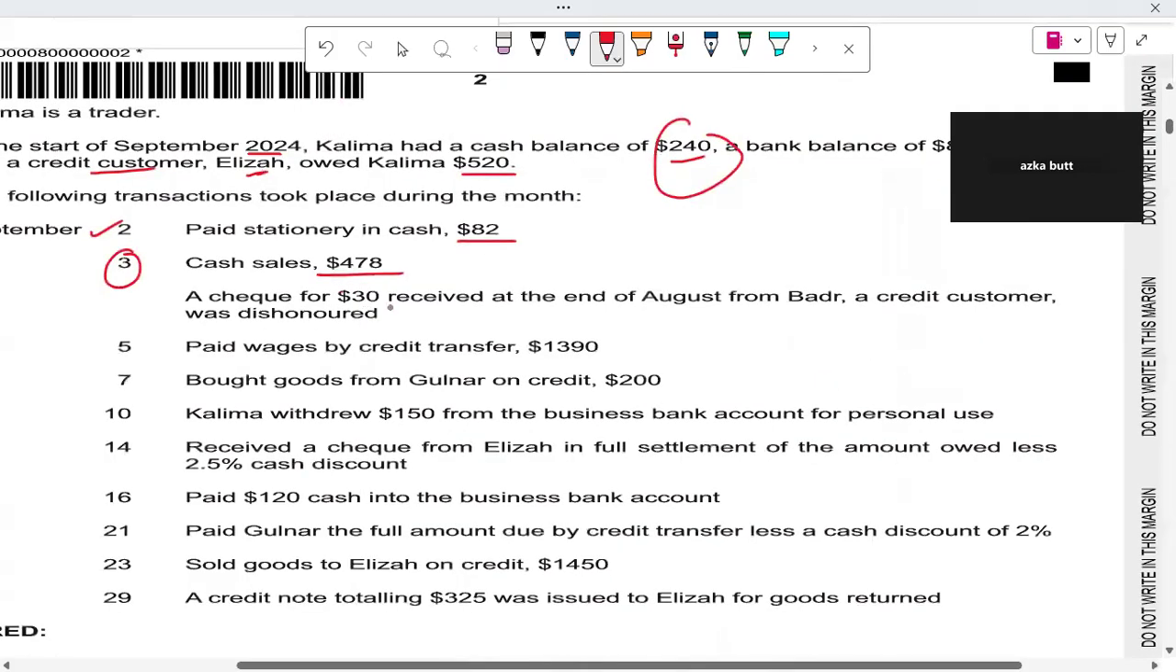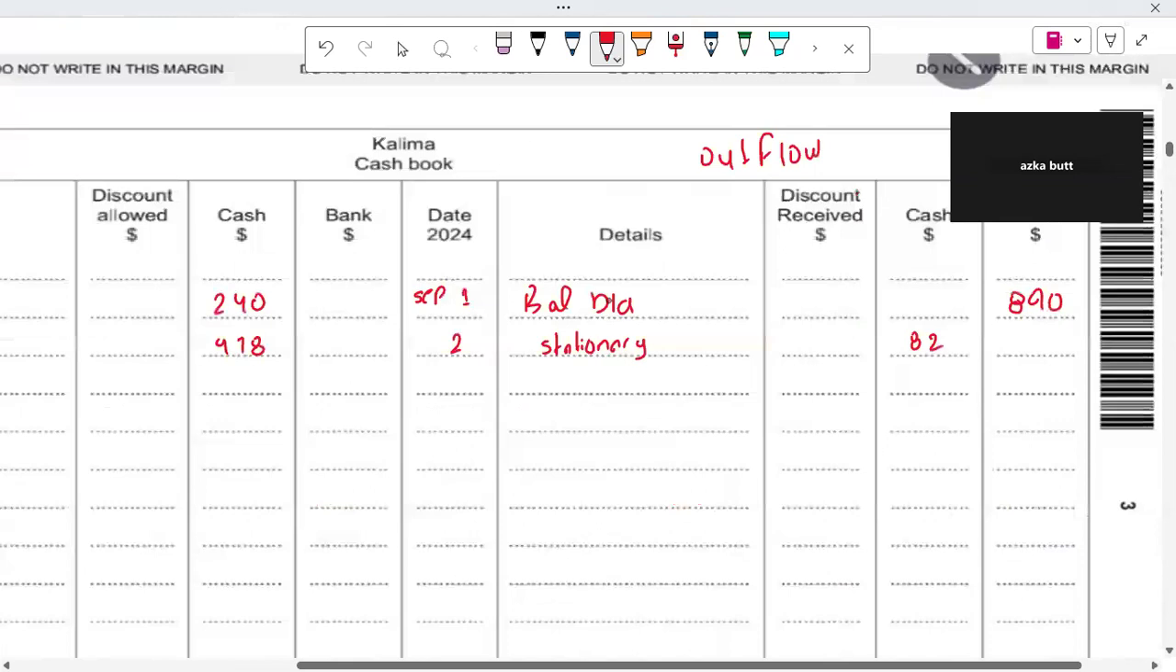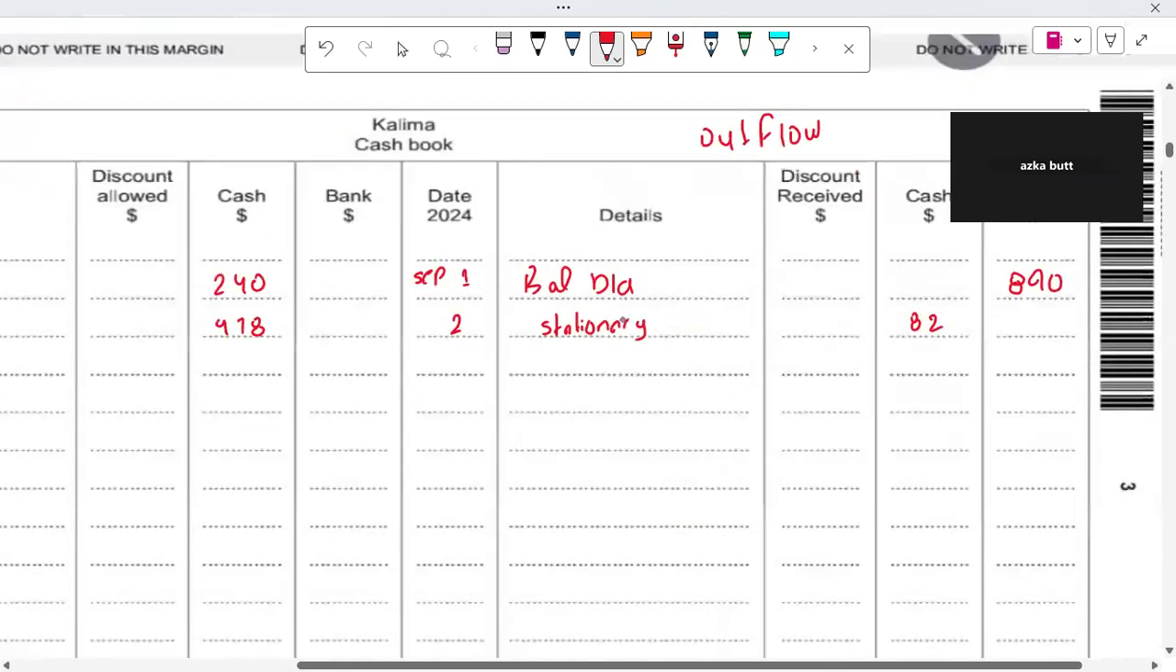A check for $30 received at the end of August from Badr, a credit customer, was dishonored. So we received the check from Badr, and when we received the check at the end of August, we made the debit entry for it. But now we came to know that it is dishonored. So we have to make the credit entry because this check is dishonored. We haven't received any amount from Badr.